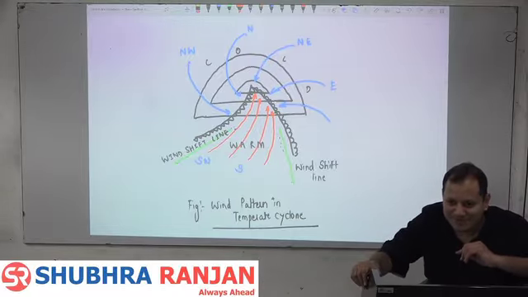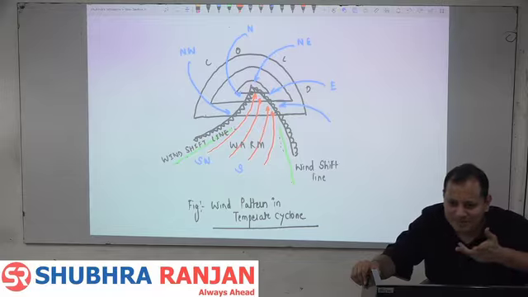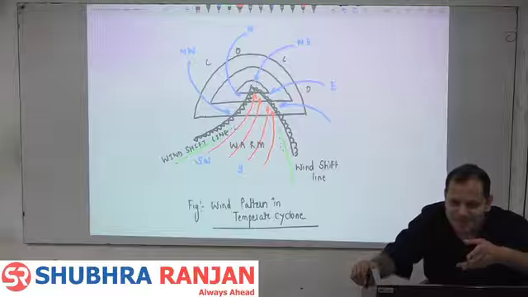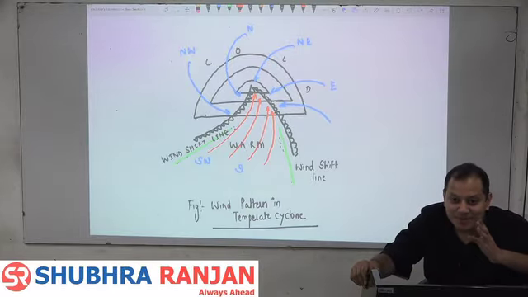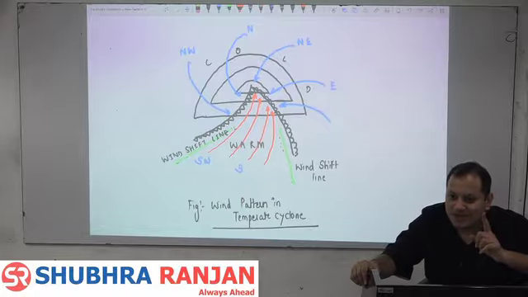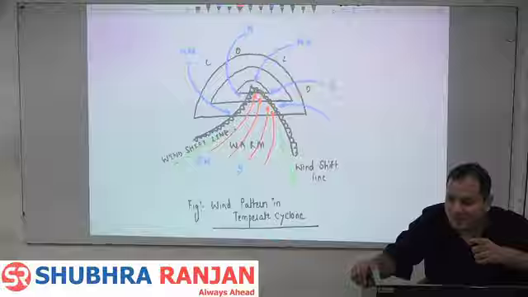Which part will be having the lowest temperature in a temperate cyclone? The center part will have high temperature, it's a low pressure. We are doing temperate cyclone only. Where will be the lowest temperature, not lowest pressure? North, northwest, northeast, south, southwest, southeast. Why northwest?